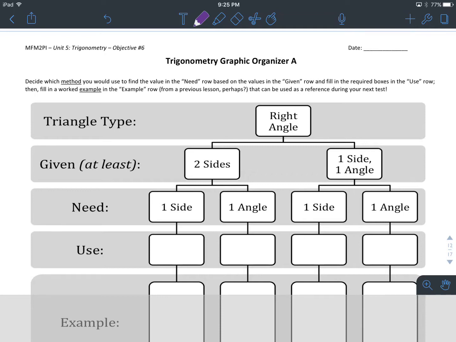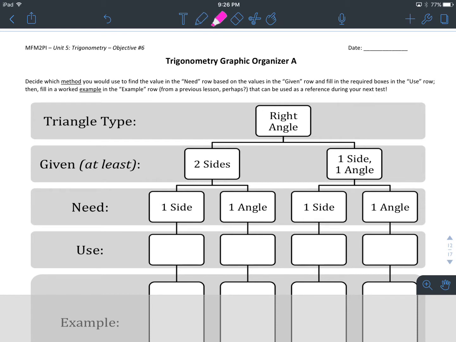So let's start by looking at our objective. Our objective is to create a graphic organizer that will help us when we are trying to find particular missing pieces of information in a right angle triangle. And we're going to try to figure out which tool we should use. So let's start by looking at our first of the 2 graphic organizers, and this one's going to provide us with the givens.